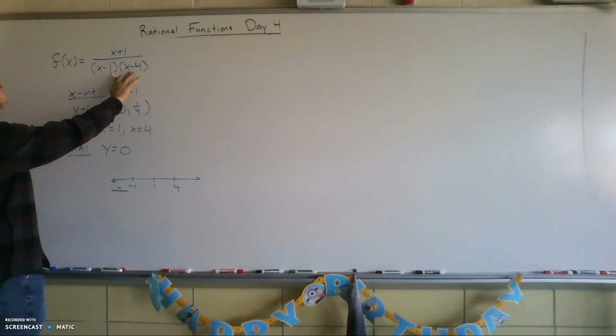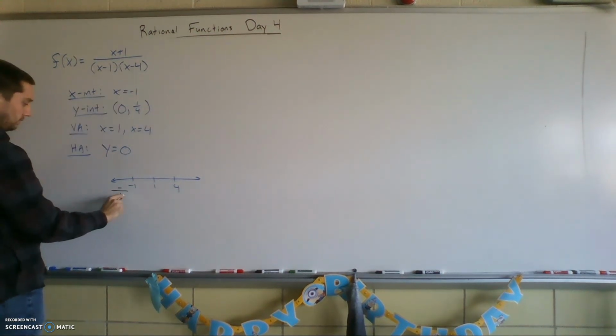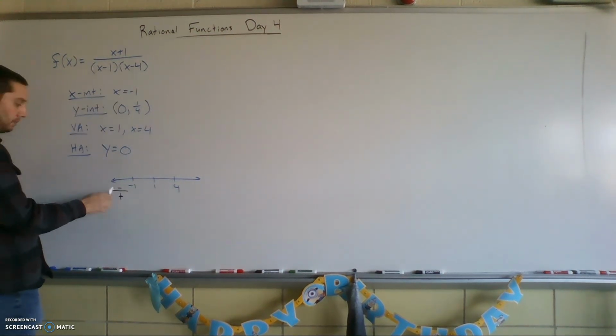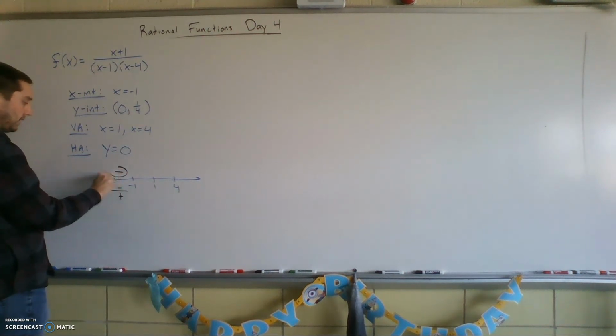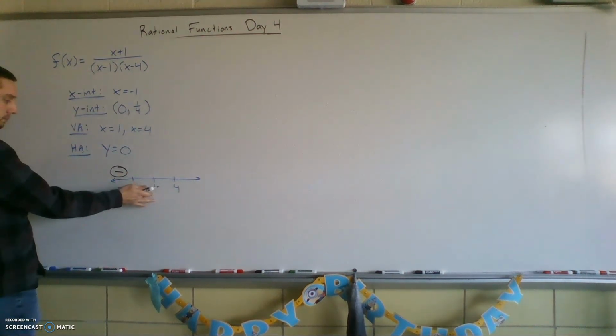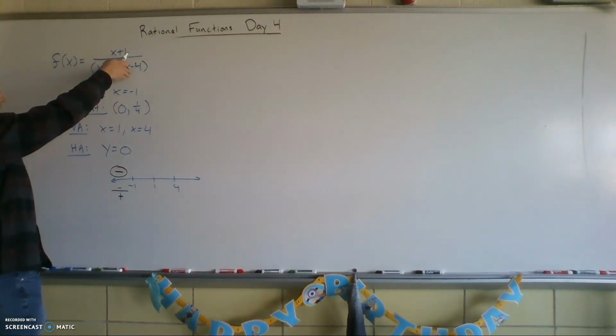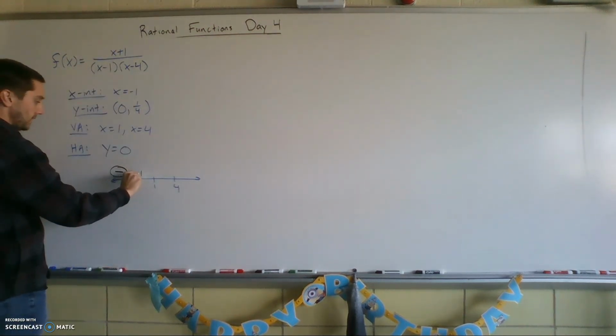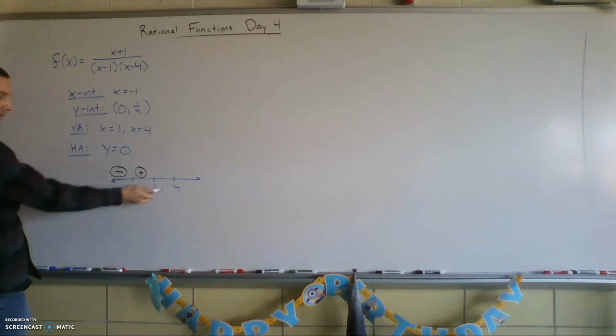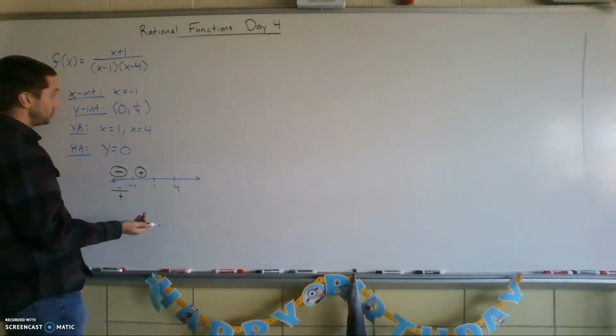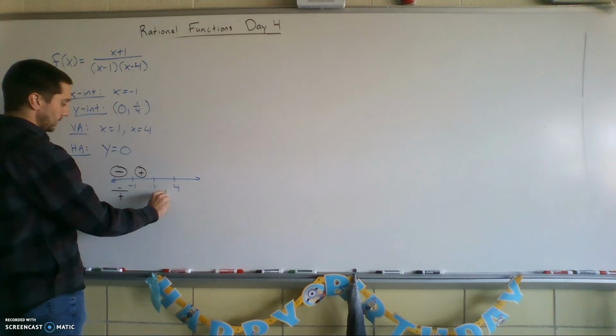On the bottom, if I plug in -2, that's going to be a negative times a negative, which is positive. So I have a negative number divided by a positive number, which comes out negative. Plug in a number between -1 and 1. How about 0? So I get 1 over 4. So that's positive.